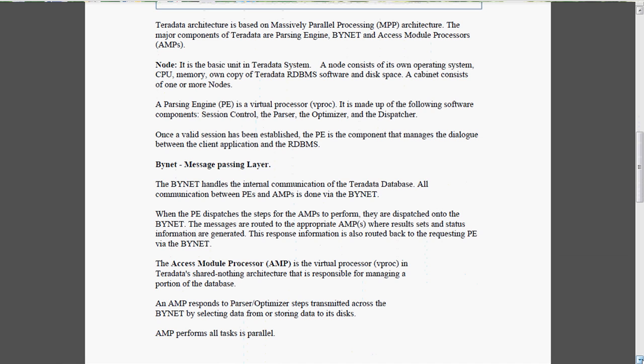Okay, AMP performs all tasks in parallel. The main purpose of the AMP is storing and retrieving the data from the disk. That is the function of the access module processor. We will see in depth about the parsing engine, BYNET, and AMP in the next video. This is just an introduction.